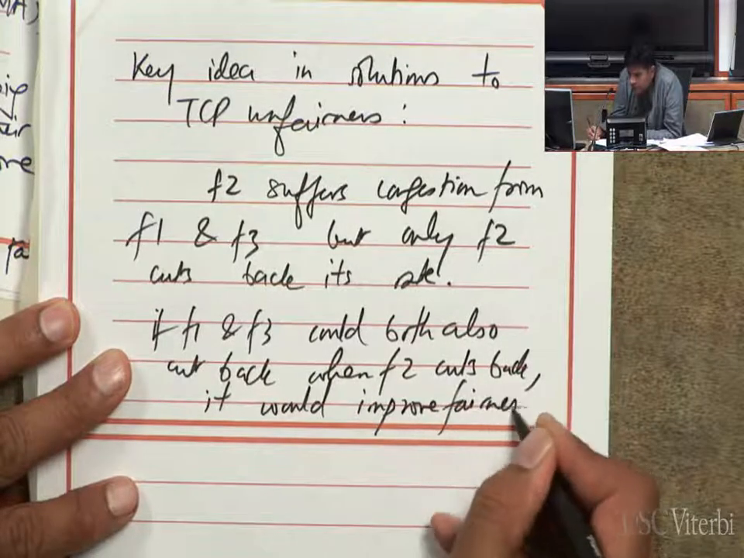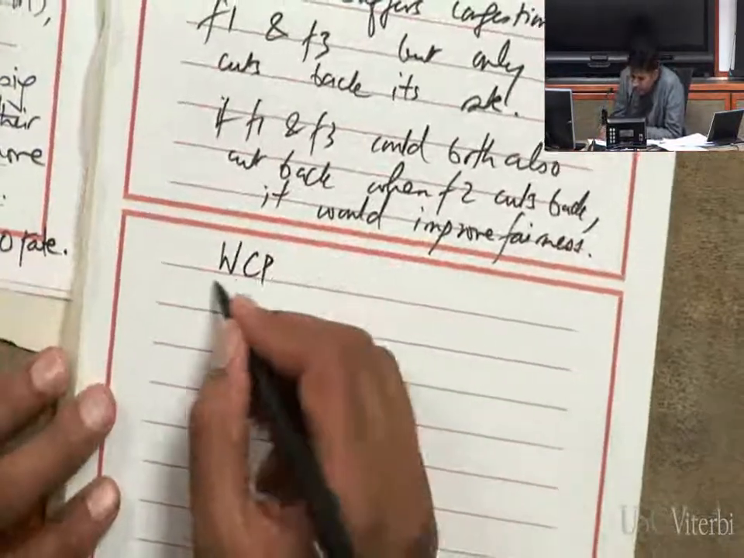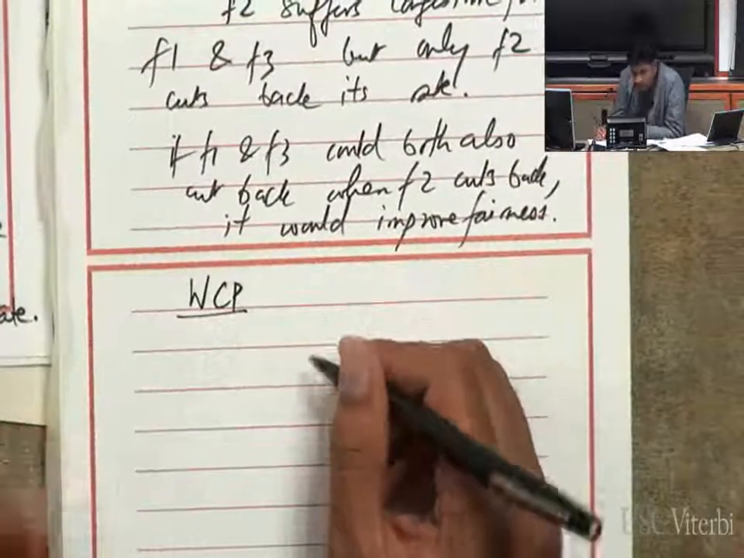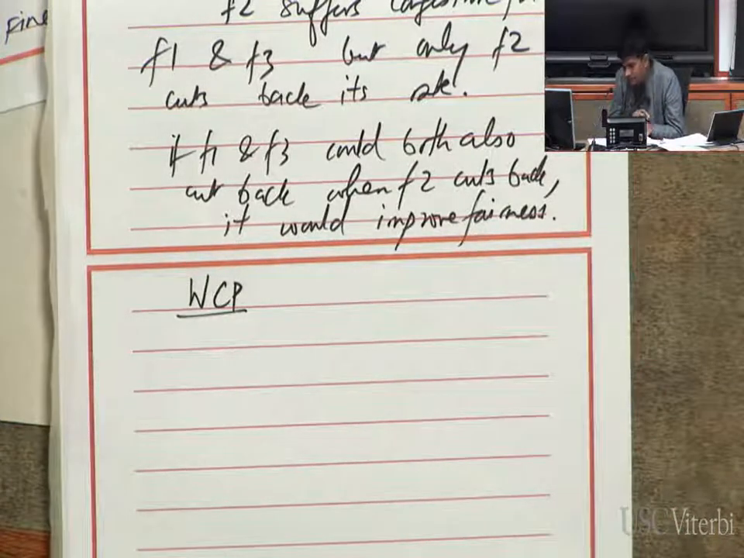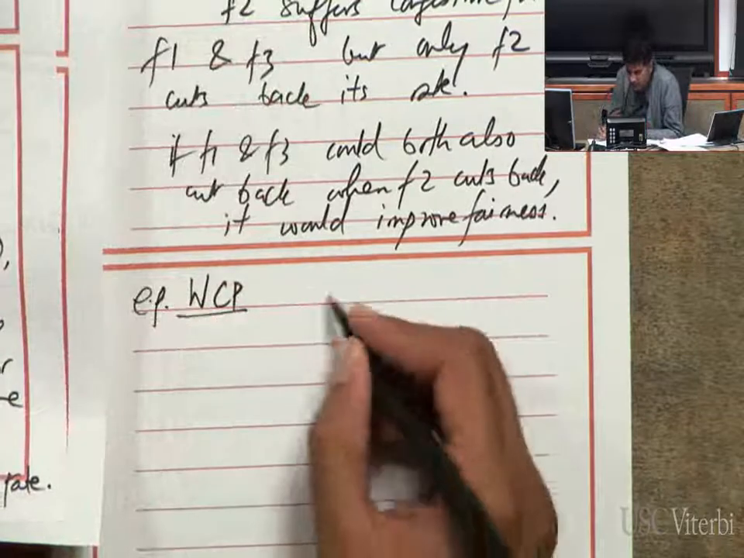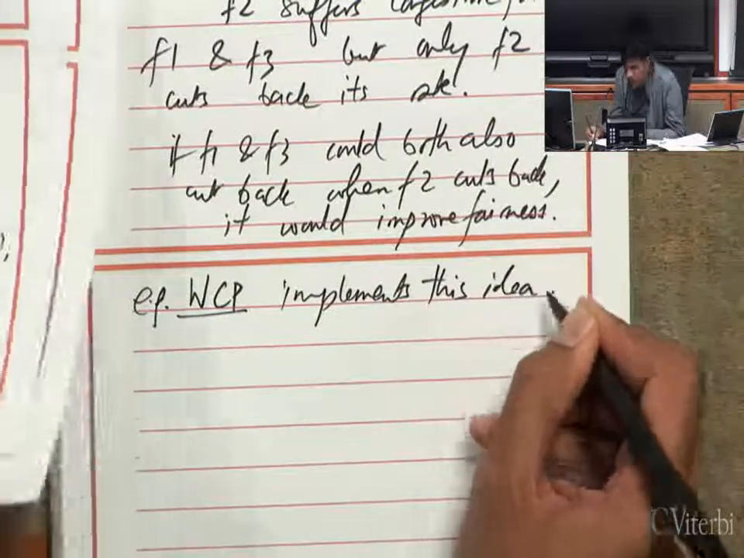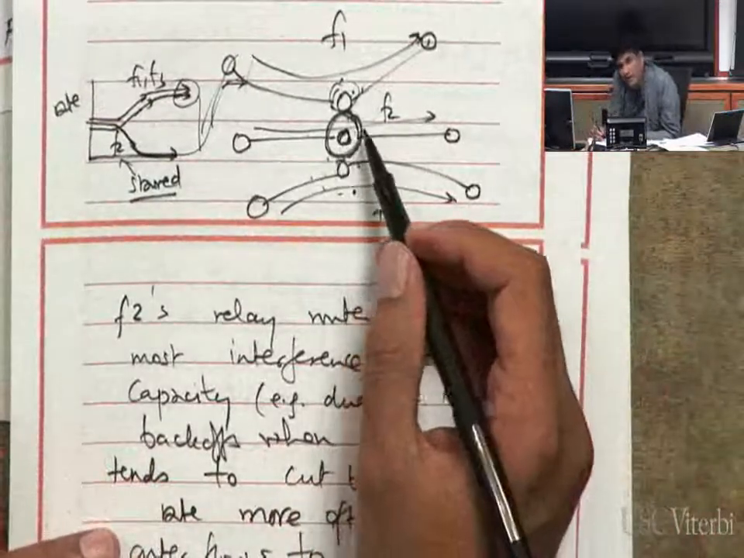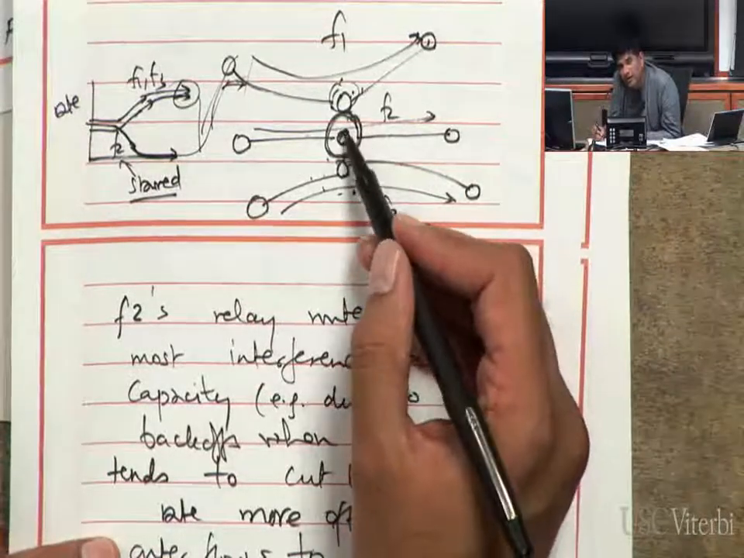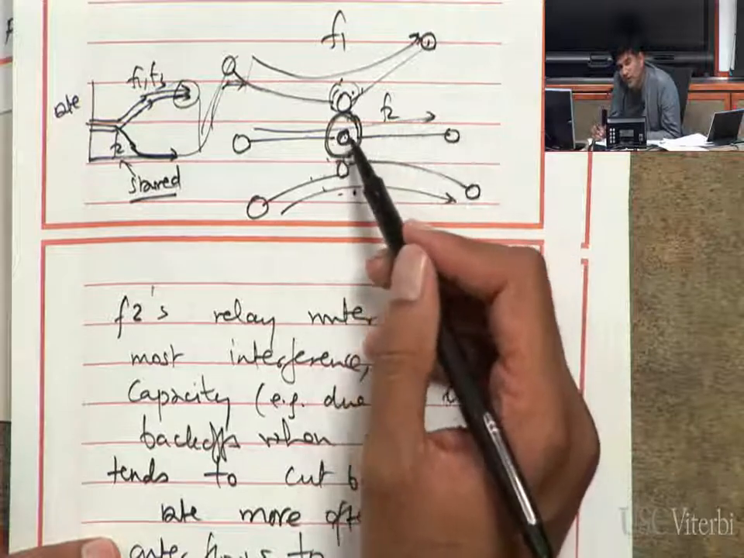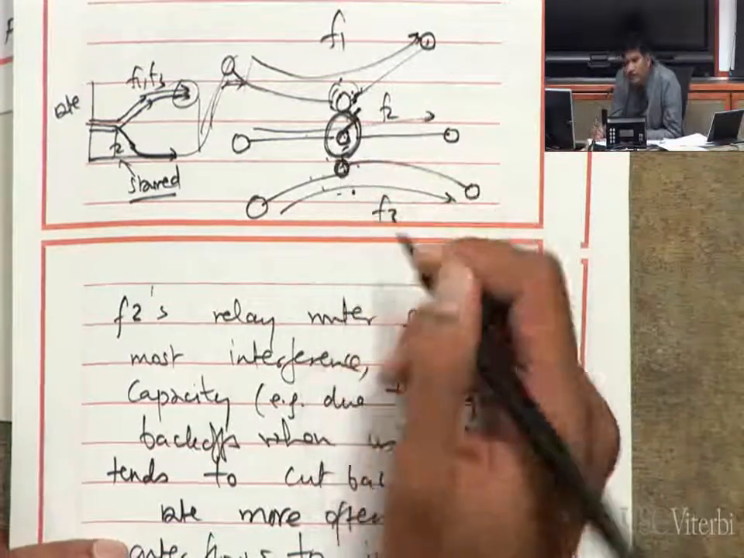So this was the intuition, and there are a number of papers, one of which is called WCP, which is a paper by faculty also at USC, Sunis and Govindan, that kind of implements this idea. So going back to this picture, what it does is that when F2 notices that there's congestion because of interference at this router, it marks the packets going through this router explicitly as having congestion, but it also signals other nearby routers to also start marking their packets.